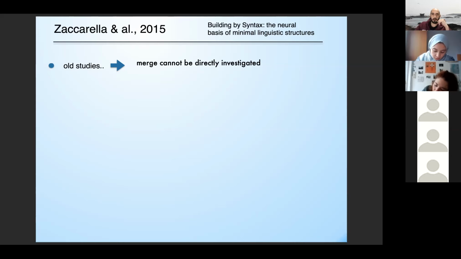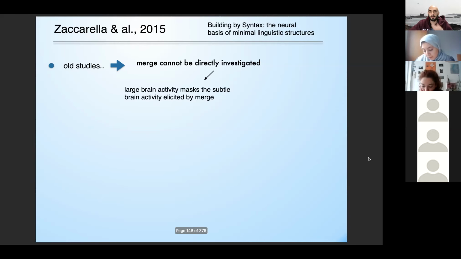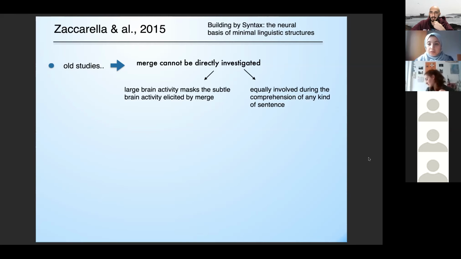Okay, so you might wonder why some people claim that merge cannot be directly investigated, because every time that you have merge, you also have semantic composition, right? And so larger brain activity might mask the subtle brain activity specific to syntactic merge. And so these processes could be equally involved during the comprehension of any kind of sentences. As long as you have a sentence, or as long as you have a few words that can form a constituent, you have merge. So the question is always, how can we investigate the basic operation if that is present in any kind of linguistic processing we have?